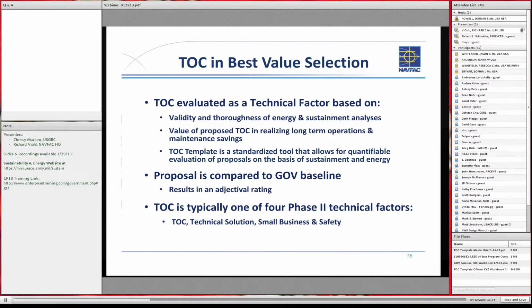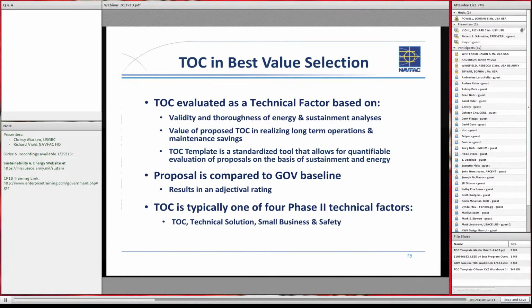It is evaluated as a technical factor, and we look at the validity and the value of the TOC in realizing the long-term savings. And it's important to remember that in each case, the proposal's TOC is compared to the government baseline TOC, not to another proposal's TOC. So in each case, we're comparing it to the government baseline, and then we're coming up with an adjectival rating. We're still working on that adjectival rating, by the way. We just had a long conference call yesterday on the results of our first pilot at Norfolk, and that was one of the issues there, so we're still working on that.